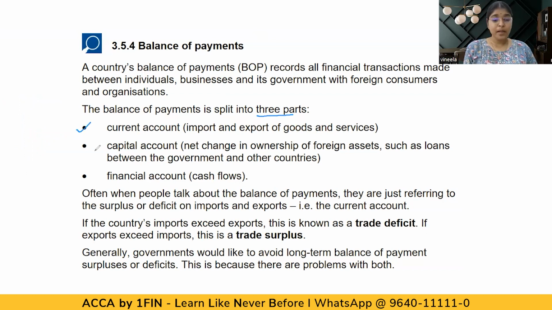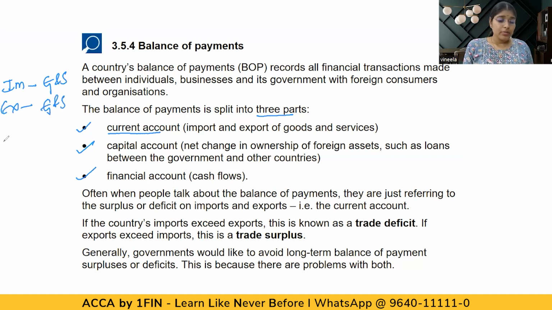One is current account, another one is capital account, and the third one is financial account. So what consists of this current account? See, what is current? Nothing but what goes on in day-to-day activities or operating activity. So current account speaks from the perspective of goods and services. So what are these goods and services? See, there are two concepts you have to understand here: import of goods and services, export of goods and services.